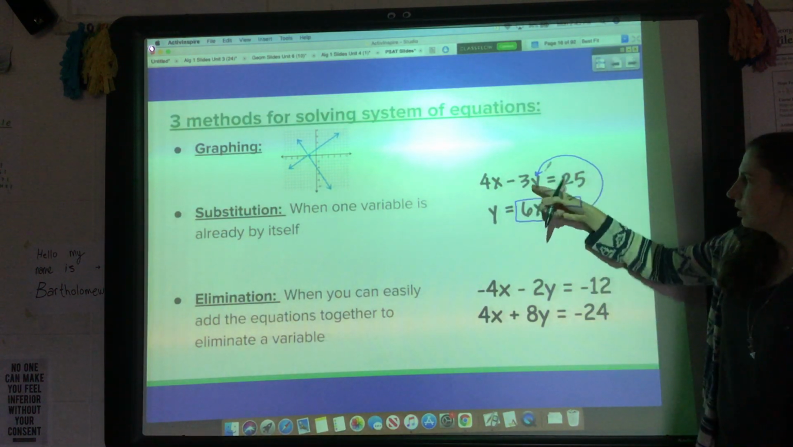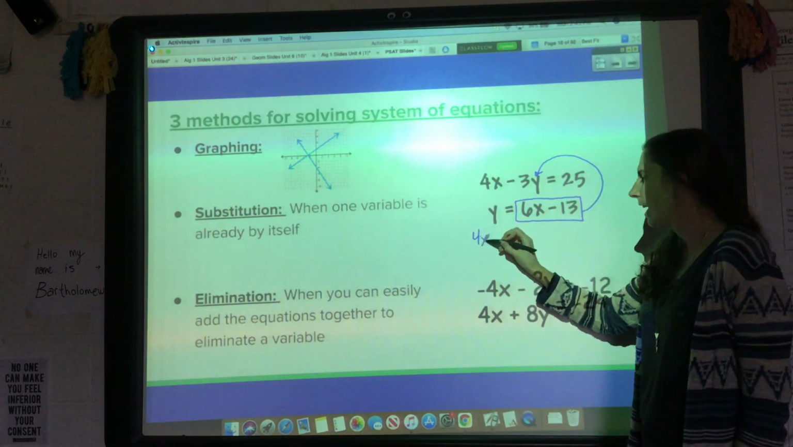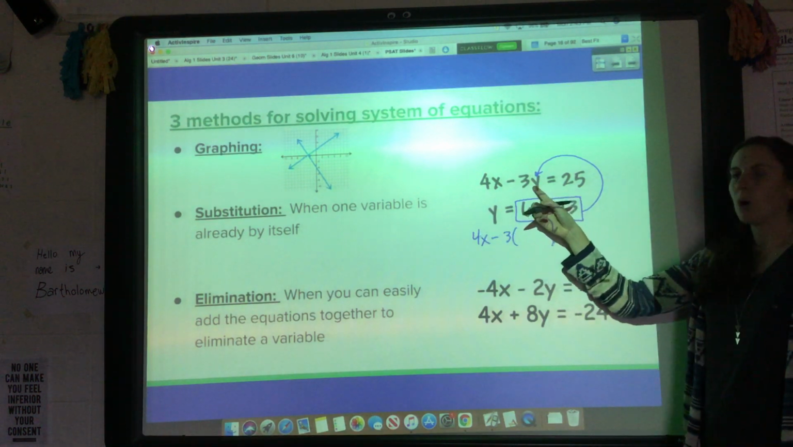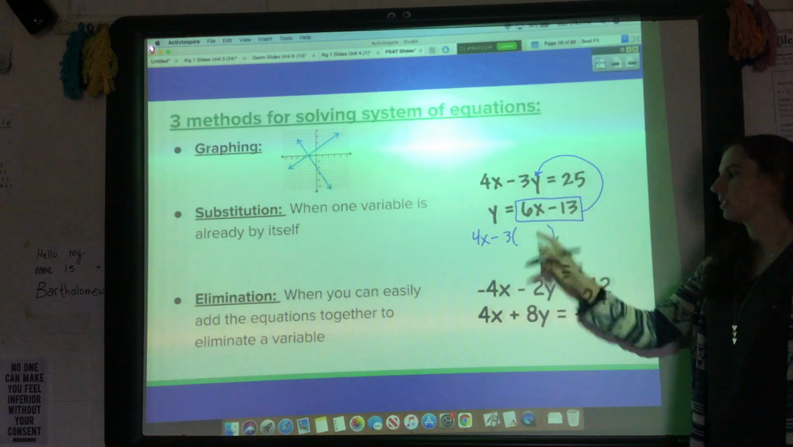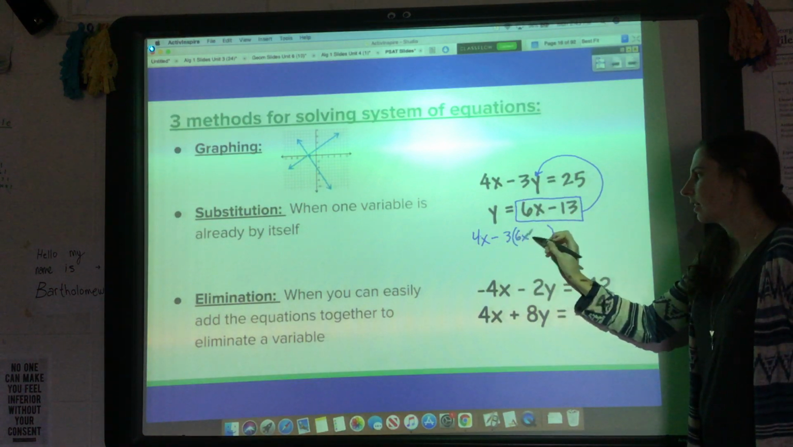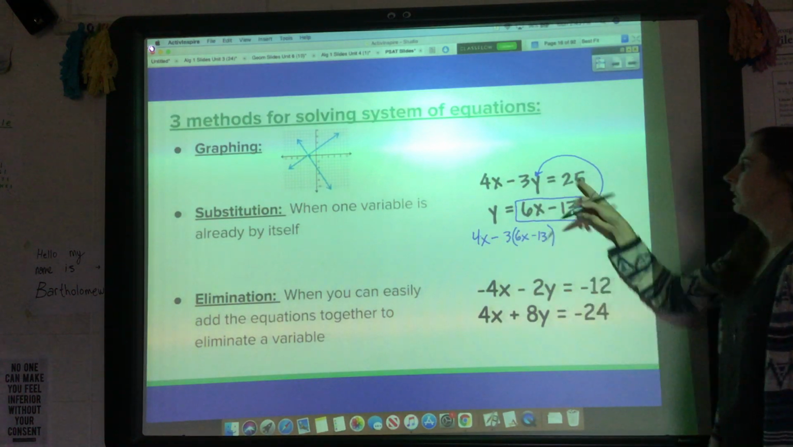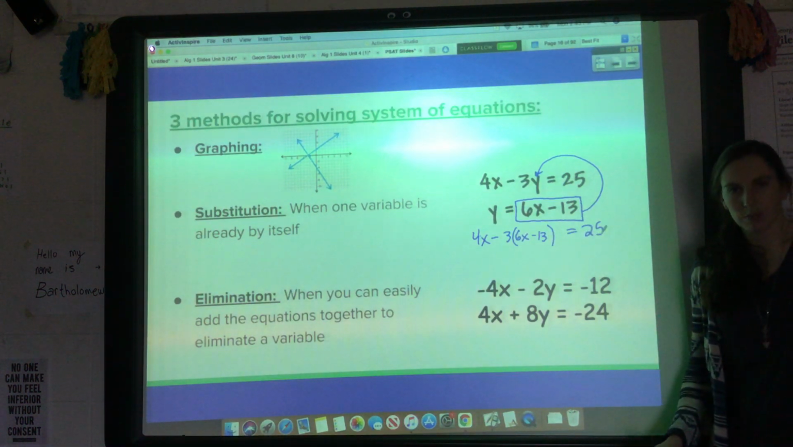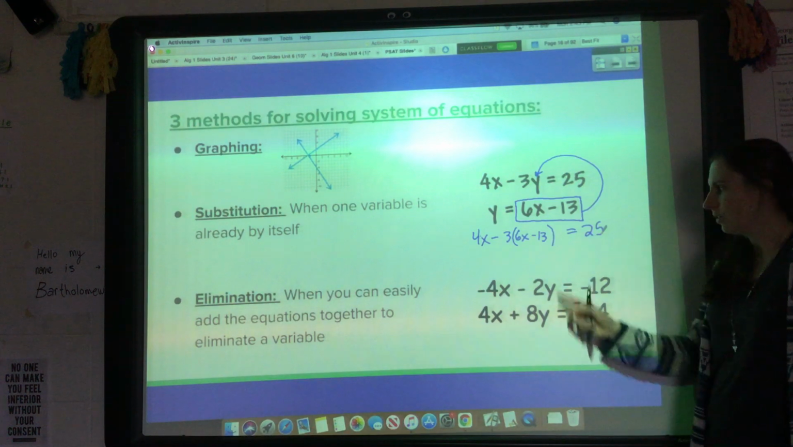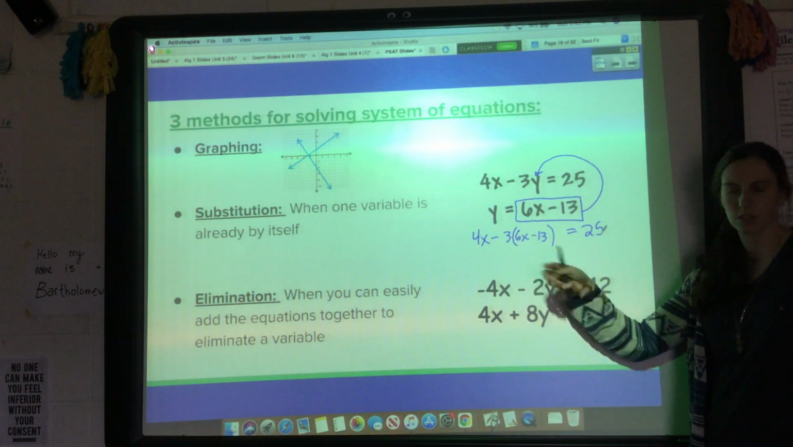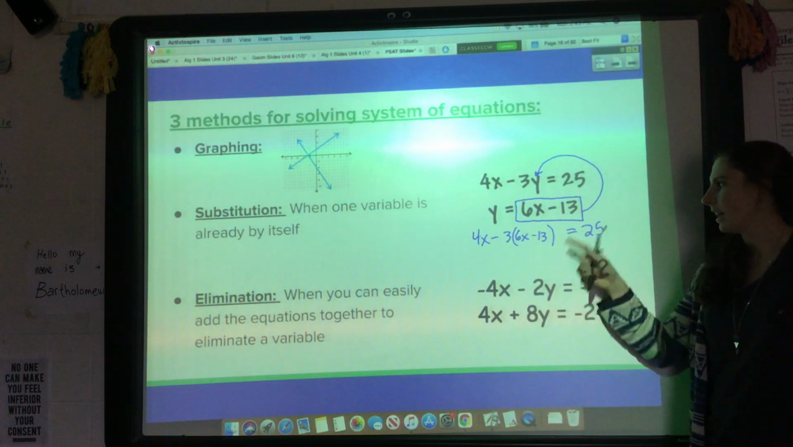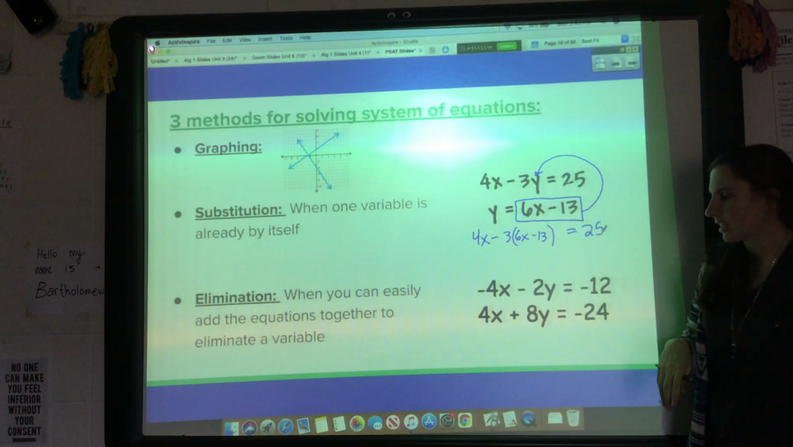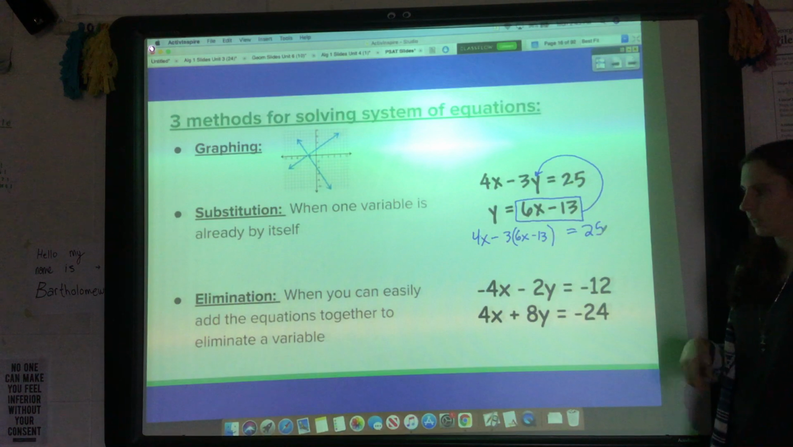So when you substitute it in, you would get 4x minus 3, but instead of y, we're putting this stuff. So 6x minus 13 equals 25. The reason you do this is because now I only have x's, and so now I can solve for x and then go back and solve for y. You can't solve for both variables at the same time. I'm going to leave that there.